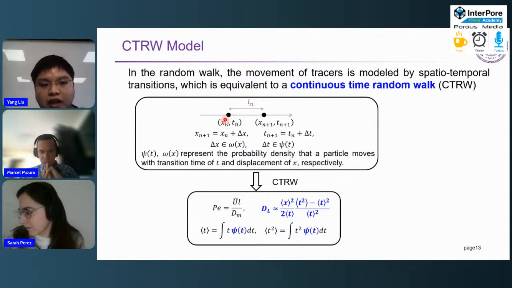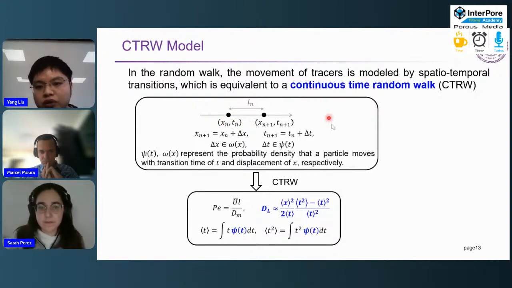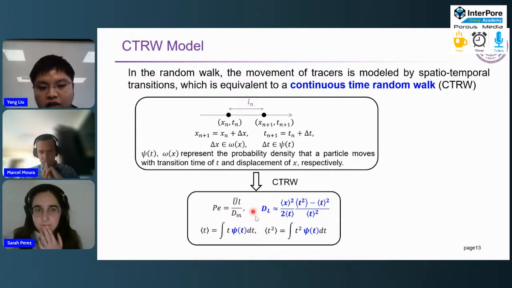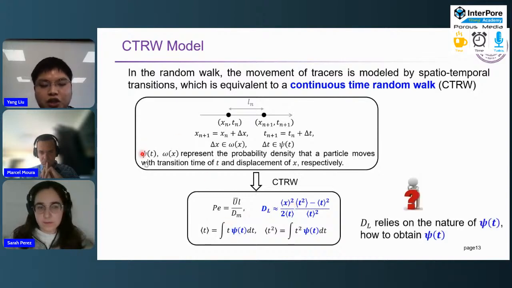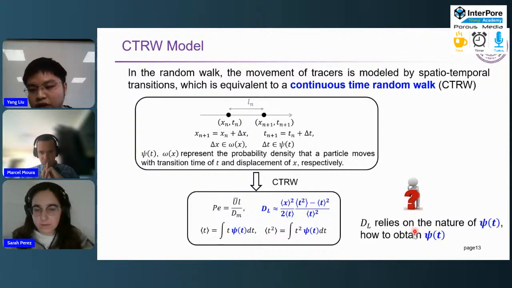So this framework is equivalent to a continuous time random walk, and we can get the expression for the dispersion coefficient by this equation. From this formula, we can see that the dispersion coefficient relies on the nature of the probability density function of transition times and the moments. So the critical point is how to obtain the formula for the probability density function of transition times.